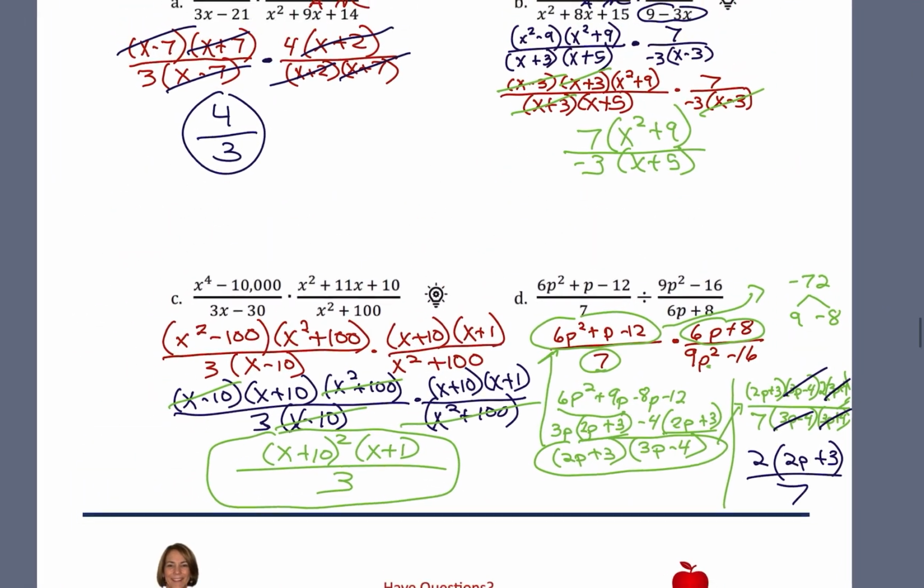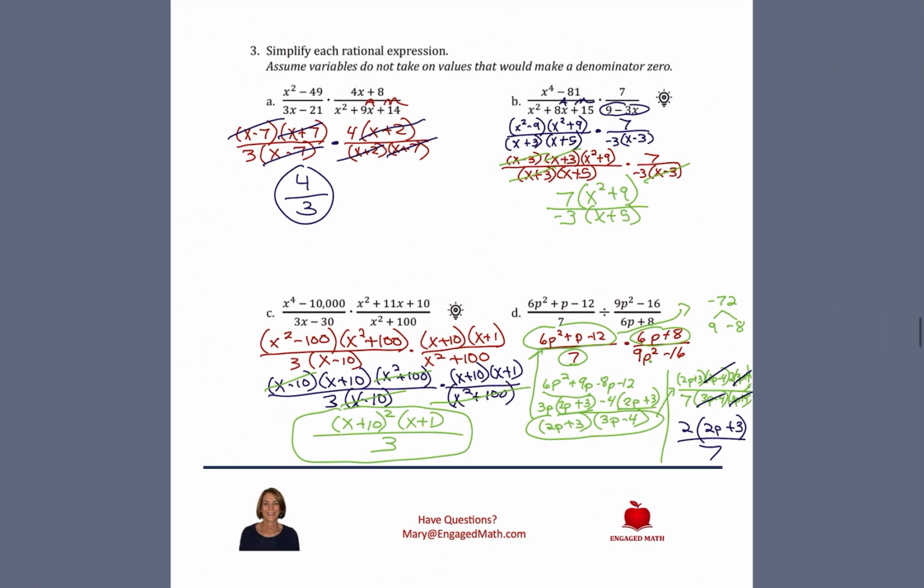All right, let's go back to the original screen so you can see everything together. And I apologize again for squishing that in there.